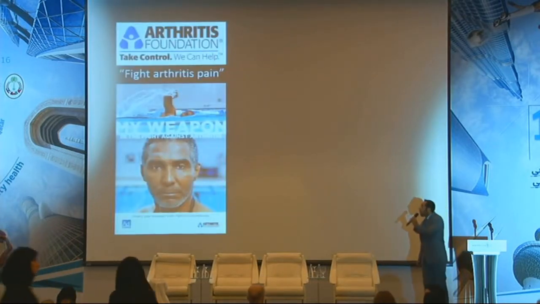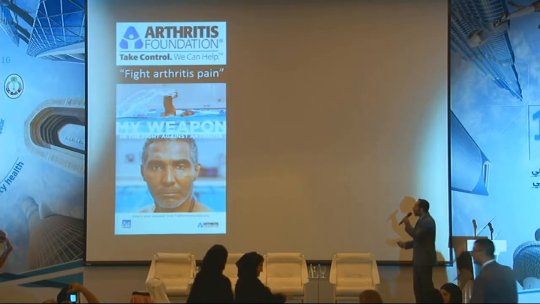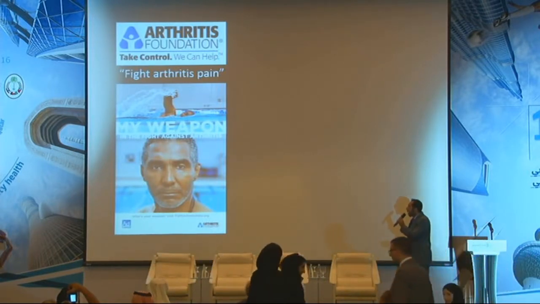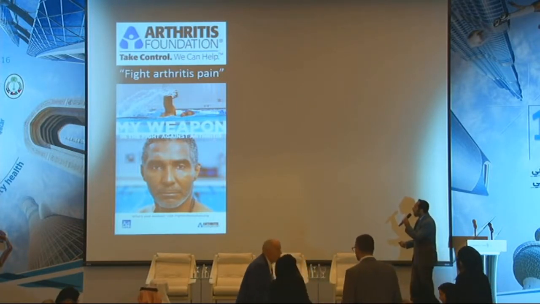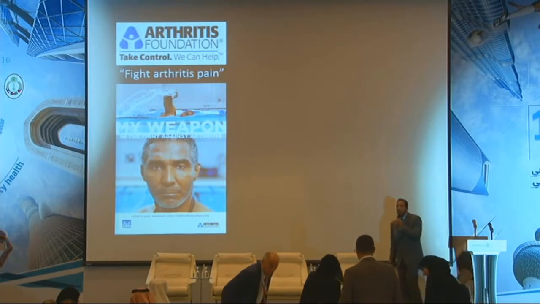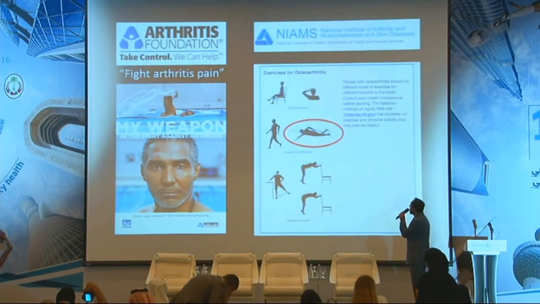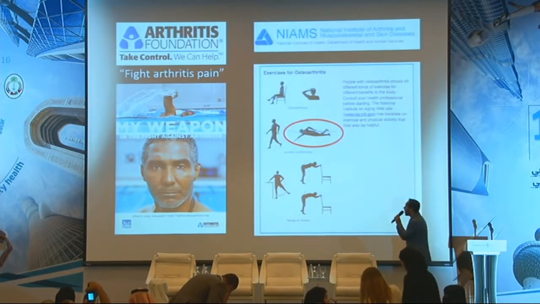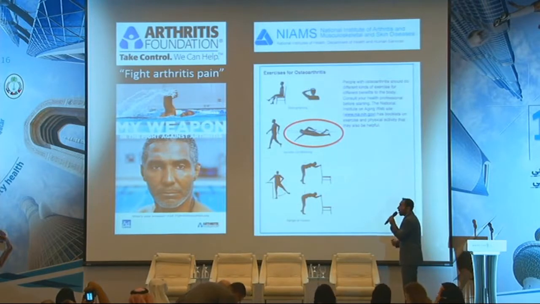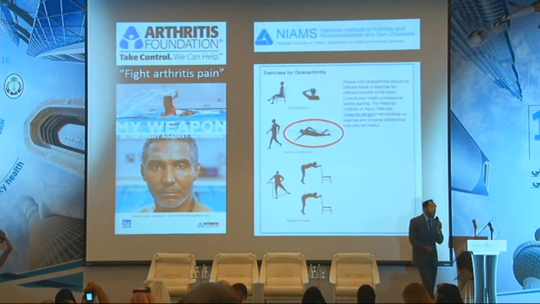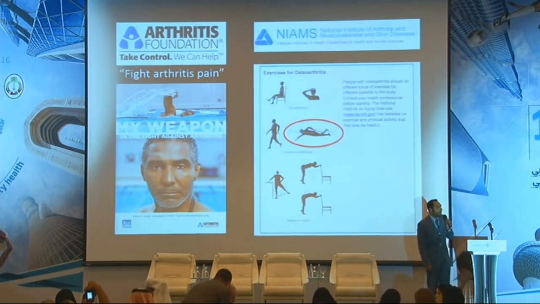There is another organization called the Arthritis Foundation. They have a really huge campaign called Fight Arthritis Pain, and they have this online, and you can see this guy saying, my weapon in the fight against arthritis, and this guy is swimming. Move on to another institute, the National Institute of Arthritis and Musculoskeletal Diseases, and in their recommendation there is a guy who is swimming, meaning that this organization highly recommended swimming.